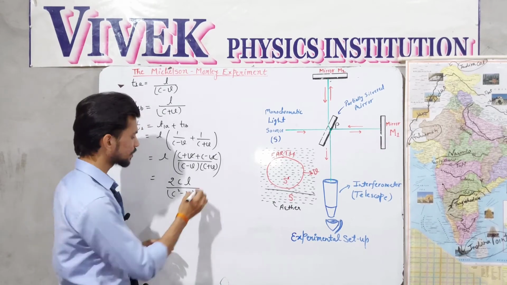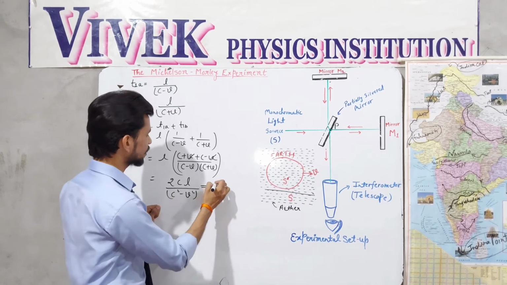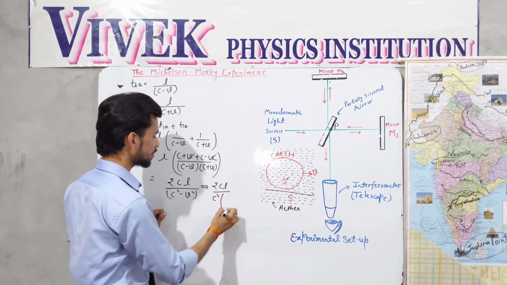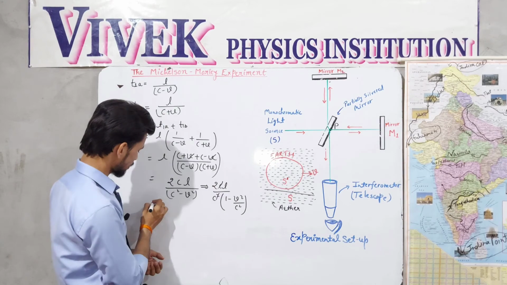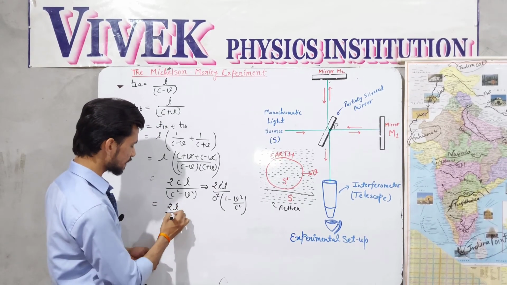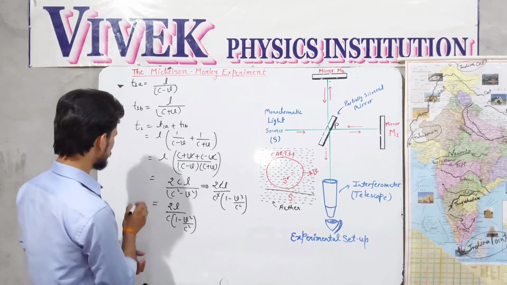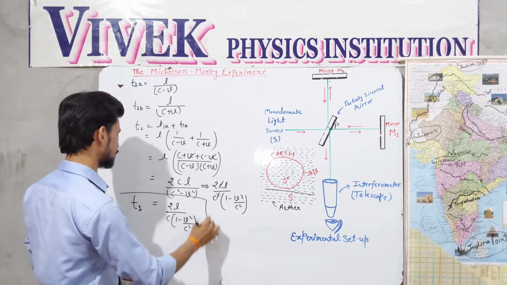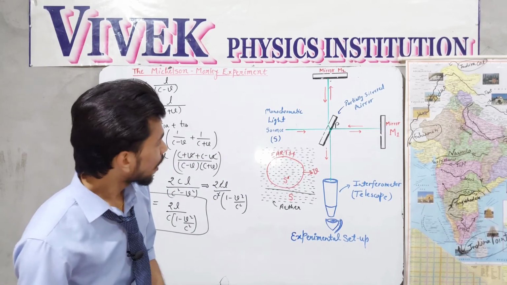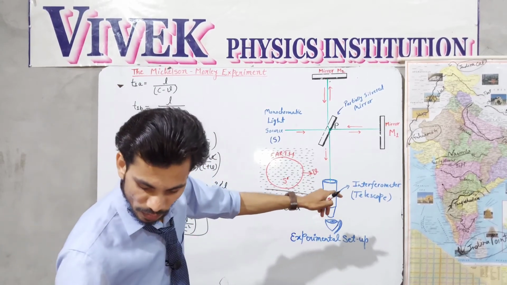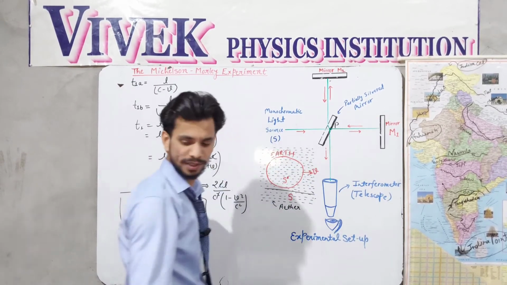For convenience, I can take c square as common in the denominator. So that will be 2cL over c square, times 1 minus v square upon c square. c is cancelled by c, so the rest is 2L upon c times 1 minus v square upon c square. Okay, this is the time T1 that we have up till now. So T1 is the total time taken by the ray from reaching point M1 and reflecting back.